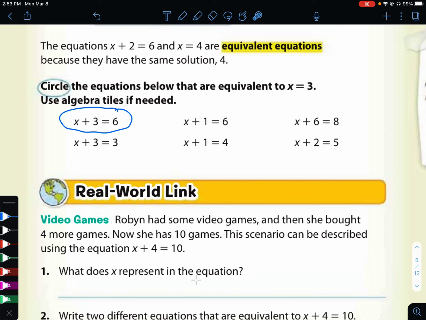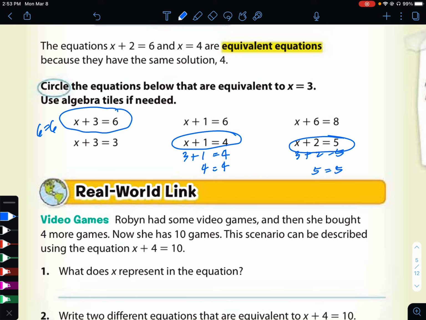3 plus 1 equals 4, so this makes it an equivalent equation because 4 equals 4. In this case, 6 equals 6. So we circle that. And the last equation that will be true will be this one, because if I substitute 3 to x, it becomes 3 plus 2 equals 5. And we know that 5 will always be equal to 5, so we circle that. Okay? So those are the three equivalent equations to x equals 3.